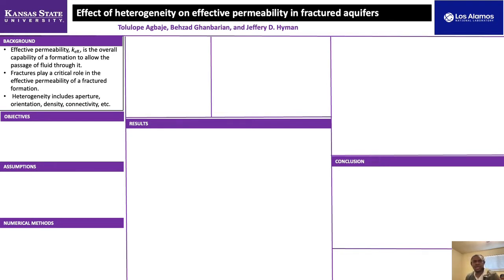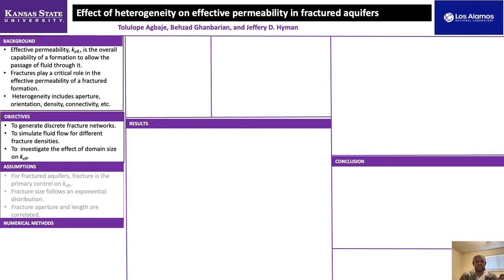For this study, we considered the effect of fracture density on effective permeability and also how the domain size controls the effective permeability. The objectives of this study include to generate a discrete fracture network, to simulate fluid flow for different realizations, and to investigate the effect of domain size on effective permeability. We made three assumptions for this project.